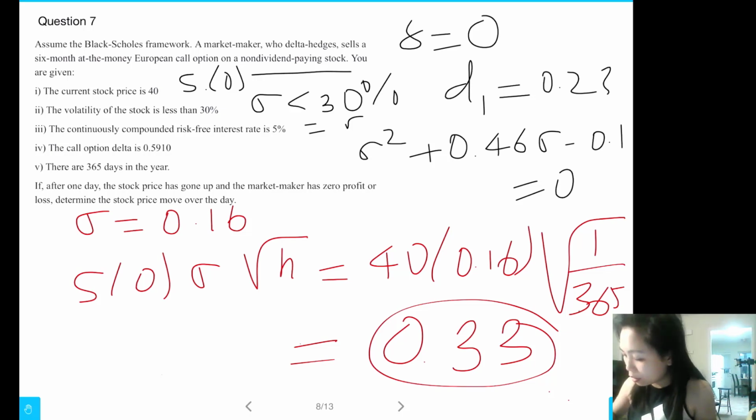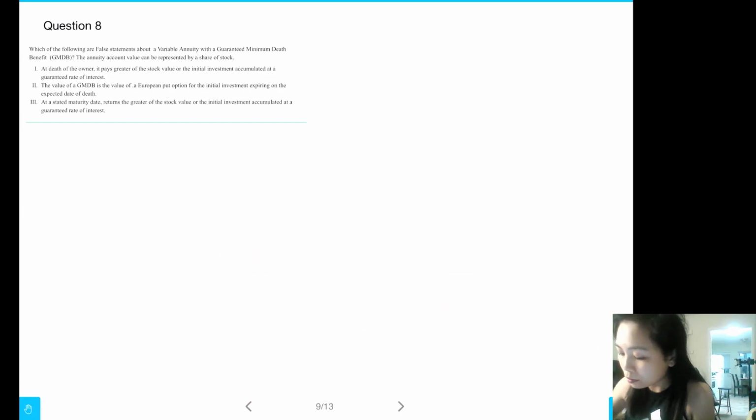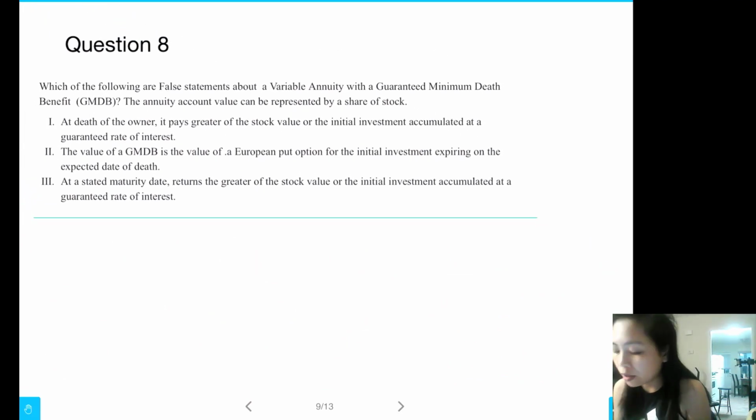Alright, so next problem. Question 8. Which of the following are false statements about a variable annuity with a guaranteed minimum death benefit, GMDB? The annuity account value can be represented by a share of stock. At death of the owner, it pays the greater of the stock value or the initial investment accumulated at a guaranteed rate of interest. This is false because by the GMDB, the guaranteed minimum death benefit, we do not have a rate of interest. They should pay the greater of the stock value and the initial investment, but there's no interest associated. So the first one is false.